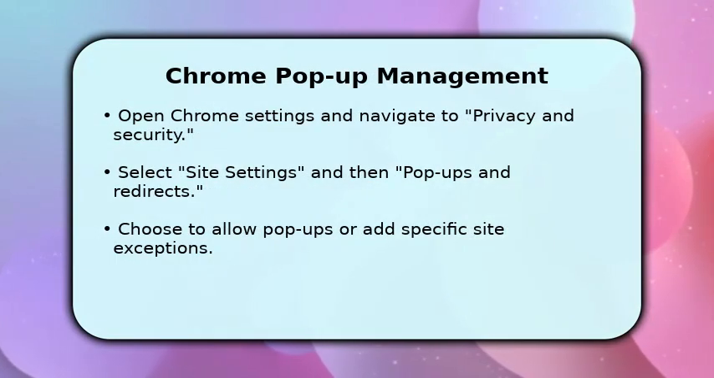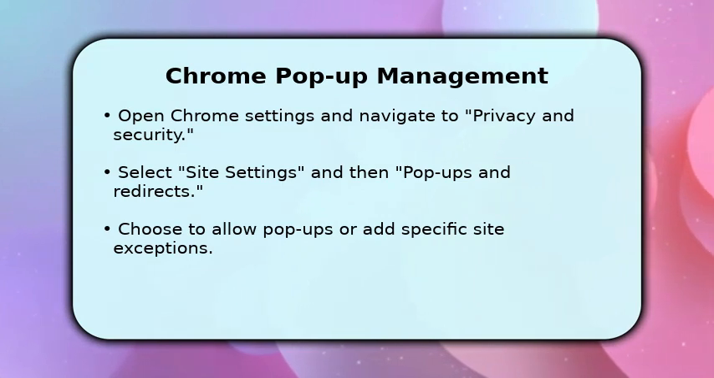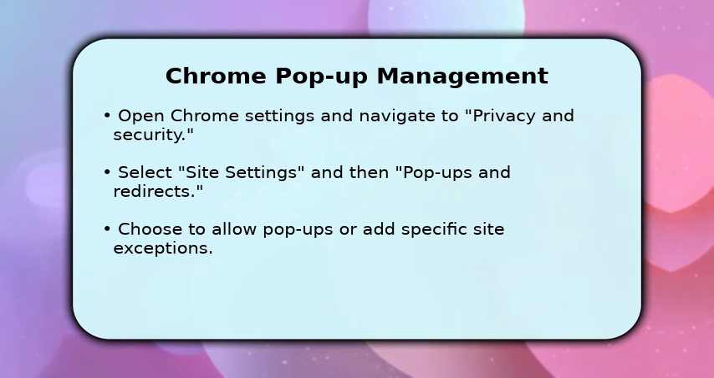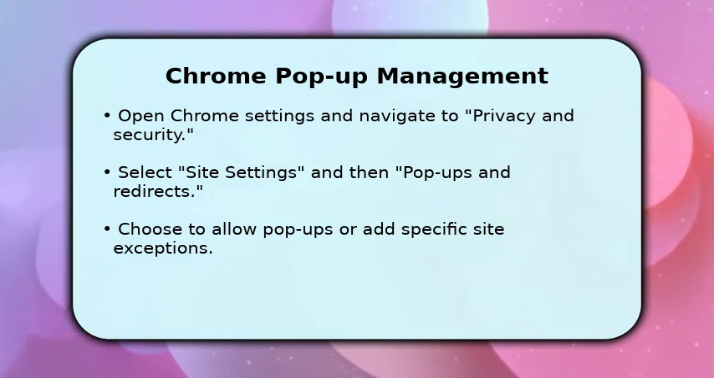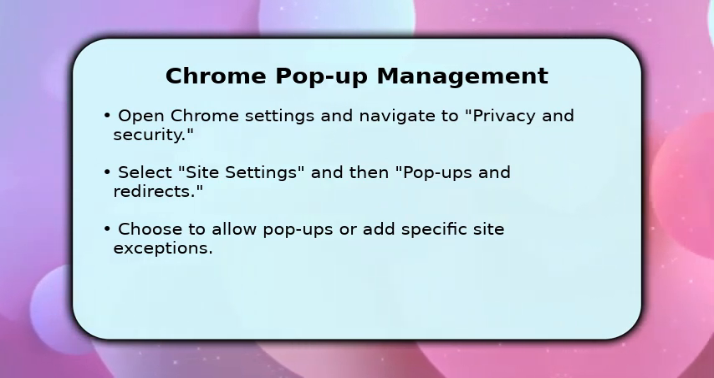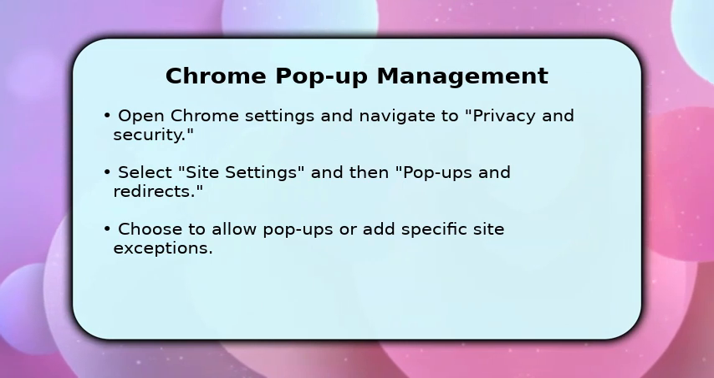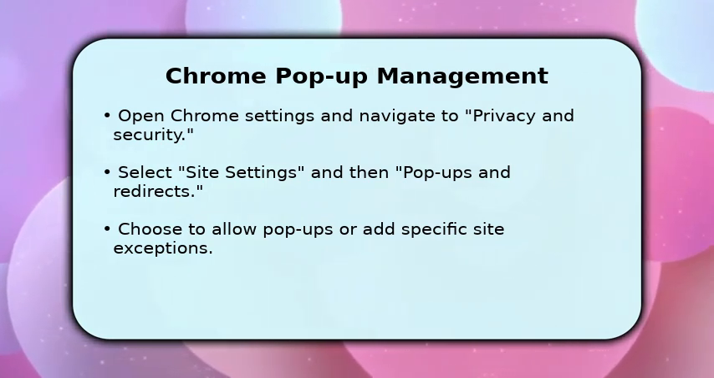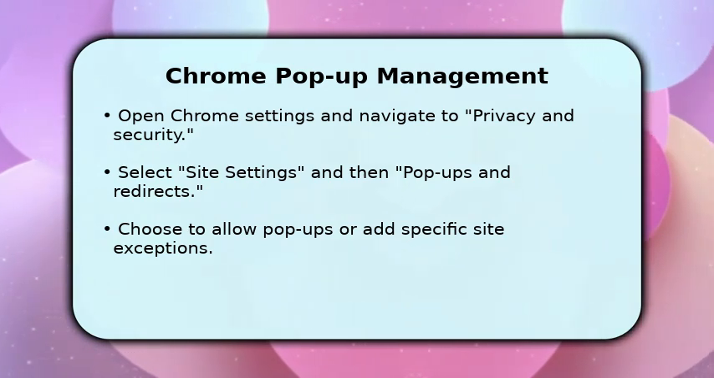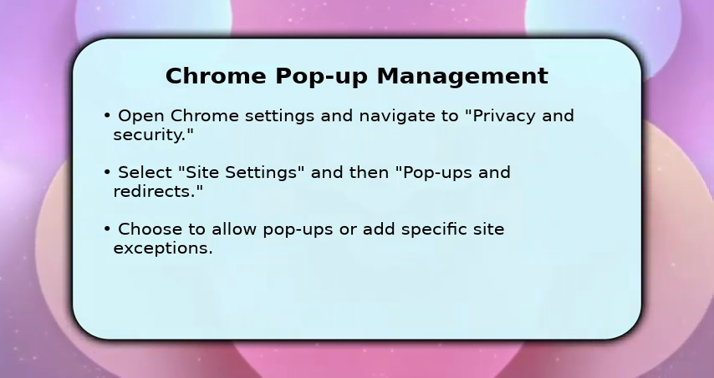For Google Chrome, begin by clicking the three vertical dots in the top right corner to open the menu, then select Settings. From there, find Privacy and Security on the left sidebar and click it. Next, choose Site Settings and scroll down until you see pop-ups and redirects. You can then toggle the main setting to Allowed or add specific websites to an Allow list.